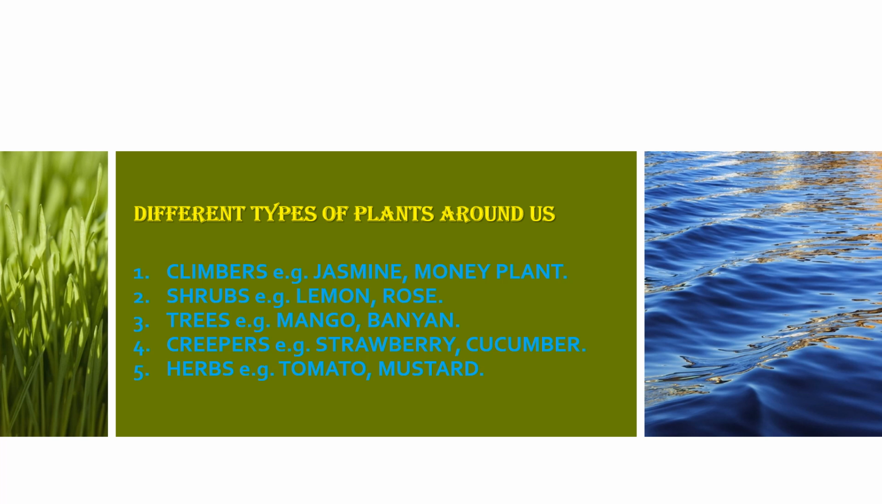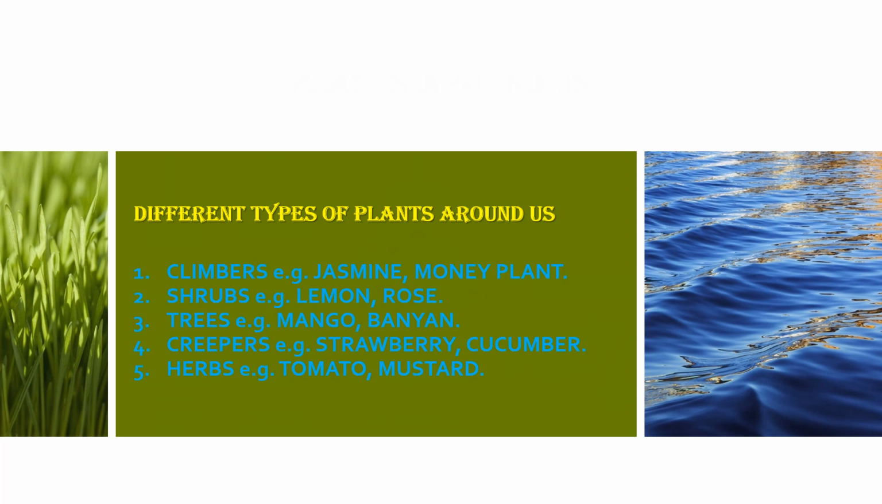First topic I'm going to take is different types of plants around us. Okay, so we have the following major types of plants which we see around us: climbers, shrubs, trees, creepers, and herbs. Their examples are also given to you. Climbers, for example, jasmine, money plant. Shrubs, lemon, rose. Trees are mango and banyan. Creepers, strawberry, cucumber. And herbs, tomato and mustard. So let us talk about them in a bit of detail.